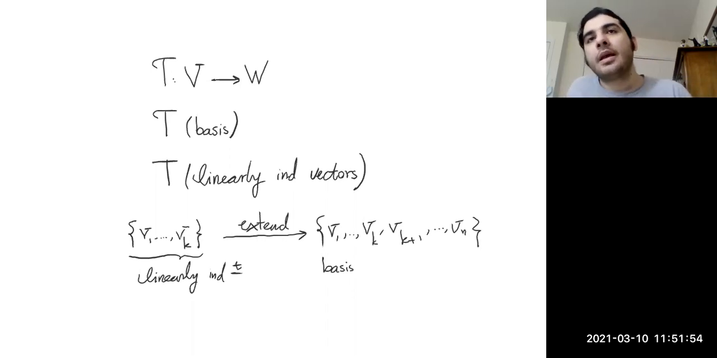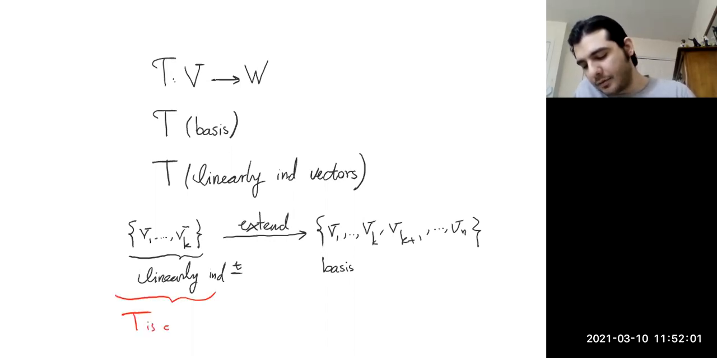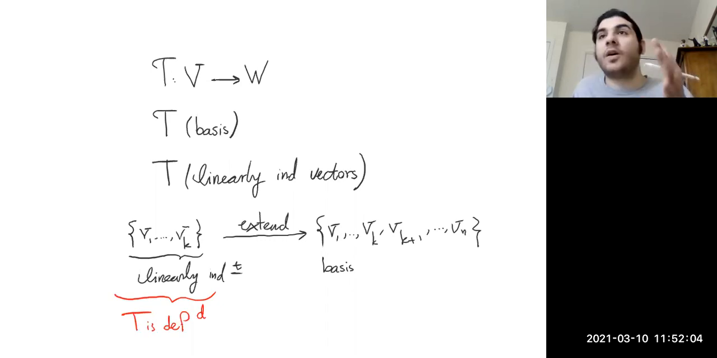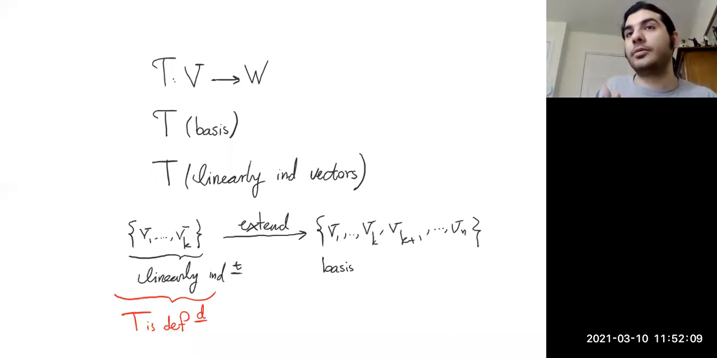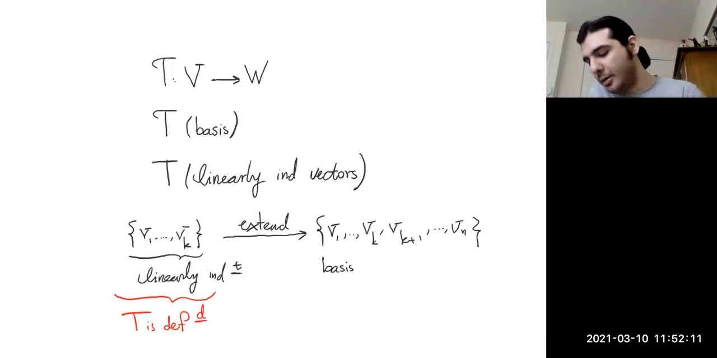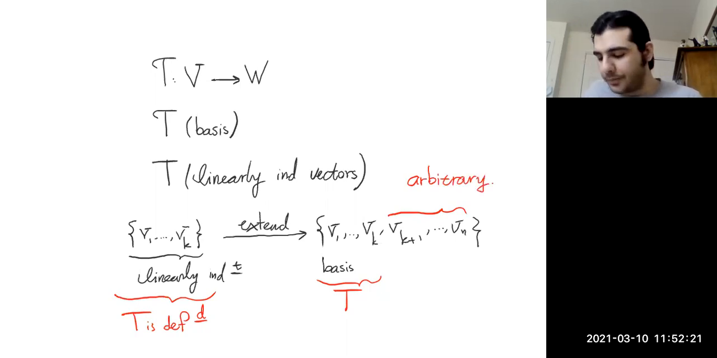Okay. Now, if T is defined for v1 up to vk, there's a way to extend the value of T to v1 up to vk, vk+1 up to vn. Well, T is defined here, and here you can define it any way you want, arbitrarily.